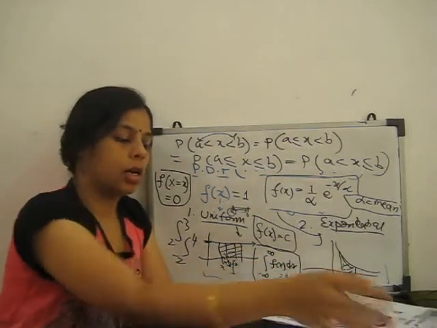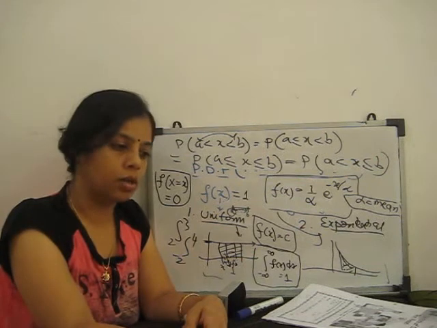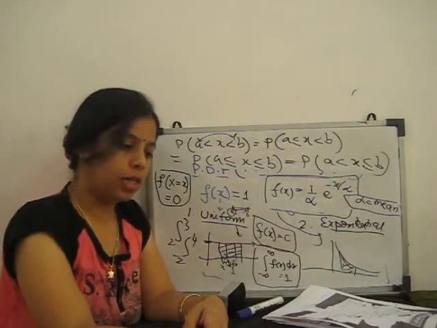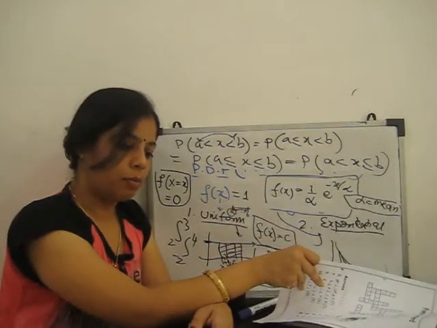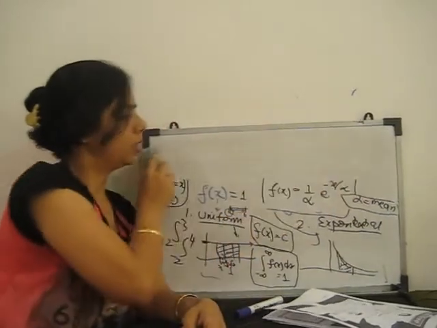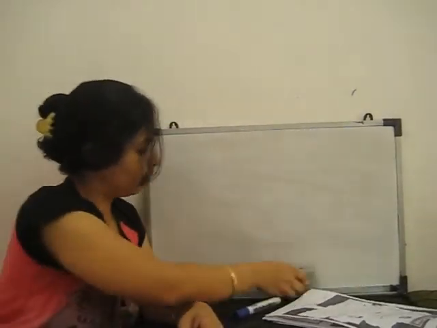Now we discuss some problems on how to find the probability density function and how we solve them. Clear? I will discuss one example for the probability density function so we better understand how to find the PDF for a given continuous random variable.